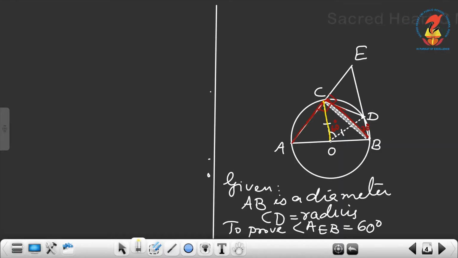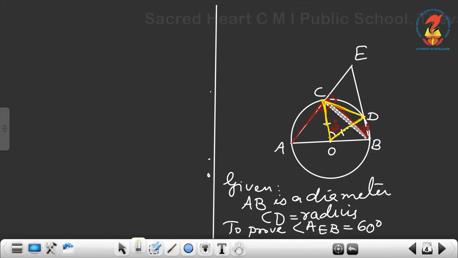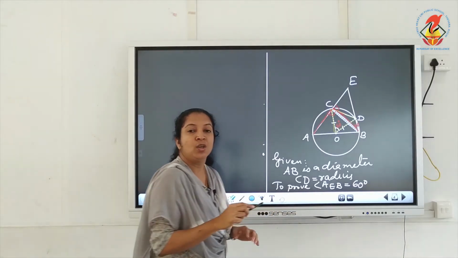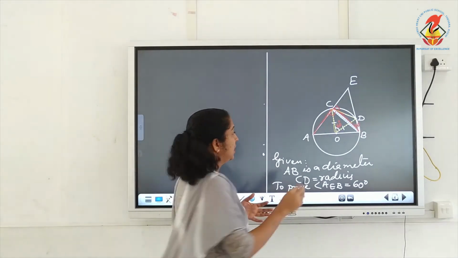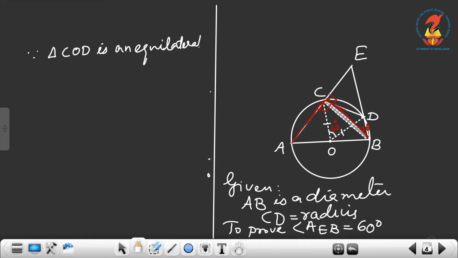First we have to consider this triangle, triangle COD. Triangle COD is an equilateral triangle because all the three sides are equal to the radius. So each angle is equal to 60 degrees. So we can say this angle, angle COD, is equal to 60 degrees, since triangle COD is an equilateral triangle.